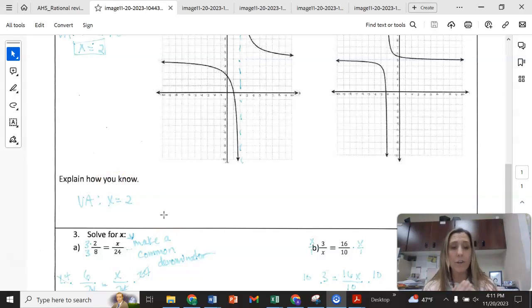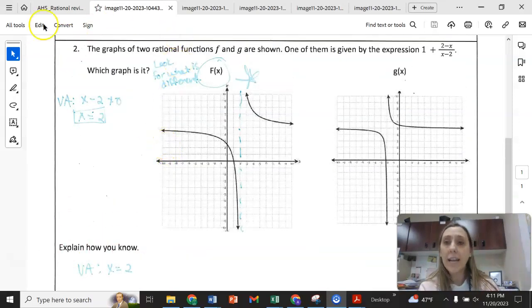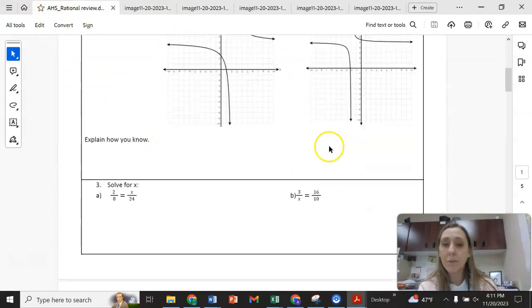So when I'm looking for your explanations, your work is good enough. Like if you had just this right here, that's good enough for me. All right, go ahead and work on number 3. So number 3 is right here.